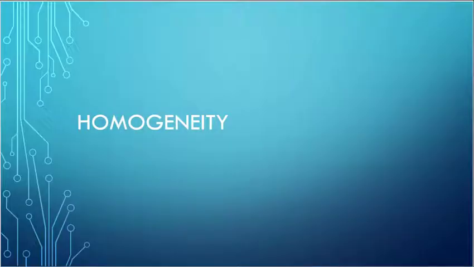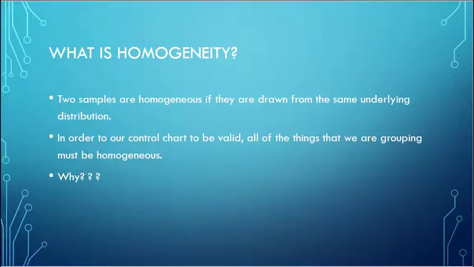In order to build robust control charts, we need to talk about one more topic, and that is homogeneity. Two samples are considered to be homogeneous if they are drawn from the same underlying distribution. In order for our control charts to be valid, the rule is that all of the things that we are grouping together must be homogeneous.